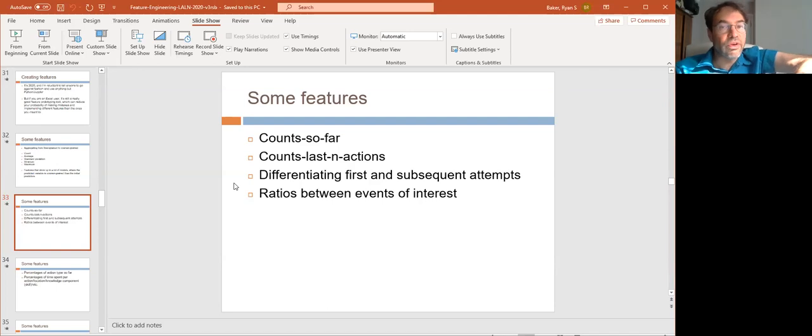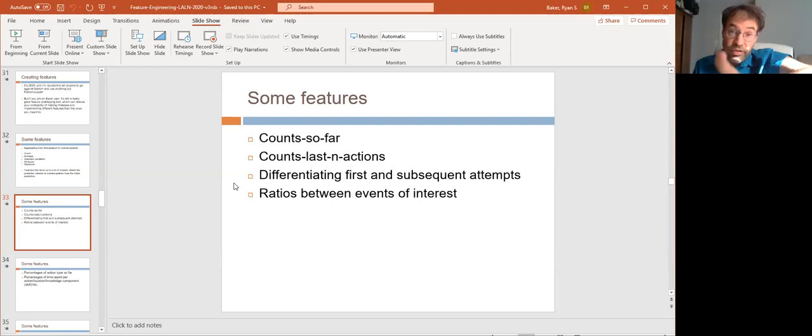Differentiating first and subsequent attempts. In learning systems that allow multiple attempts at content, oftentimes the first one is very different from the subsequent ones. And that's not a discovery from me. The first model I know of that does this is Bayesian knowledge tracing, which dates back to the mid-90s, back when I was still in high school. Bayesian knowledge tracing says that it counts more if it's your first attempt at a problem than your later ones.